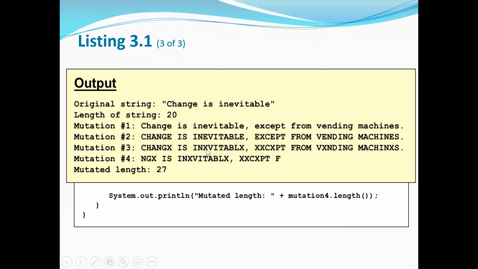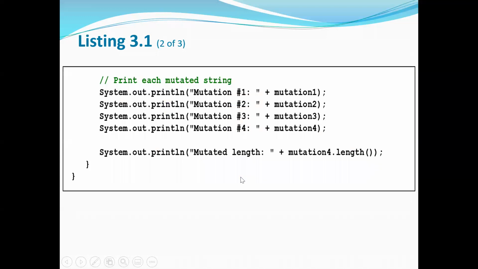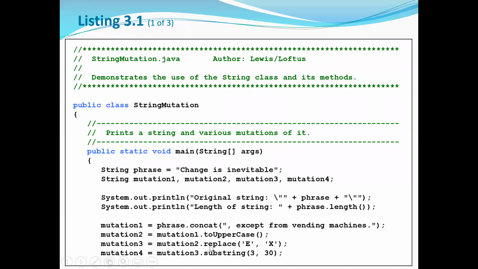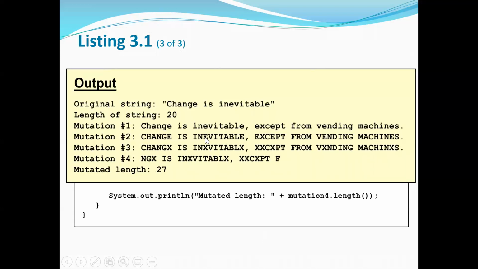Then second, if we remember, anywhere we see E, we change it with X. So here we said replace E with X. So you can see the output here. In inevitable, where we had E, now it is X.